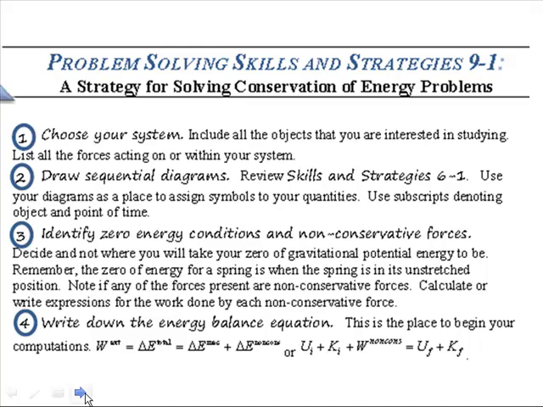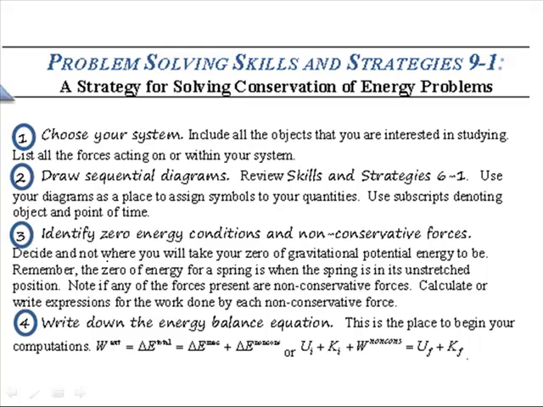So let's talk about our strategies. The first thing we want to do is choose our system. We want to make sure that we include all objects that we're interested in studying, and we need to list all the forces acting on or within our system. We're going to draw sequential diagrams. You can review that skill from 6.1, but basically we're going to draw what the situation looks like at the beginning and what it looks like at the end.